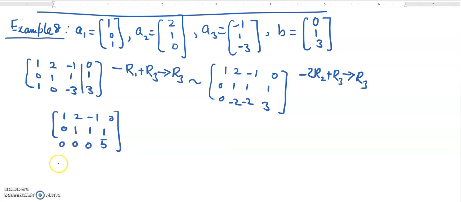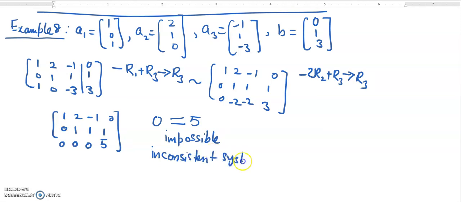So now here is the problem. I have a consistency problem, because the last equation now shows me that 0x1 plus 0x2 plus 0x3 is equal to 5. So from the last equation I get 0 is equal to 5, which is impossible. Okay, so when we get this impossible situation, that means that the system of equations is an inconsistent system of equations.